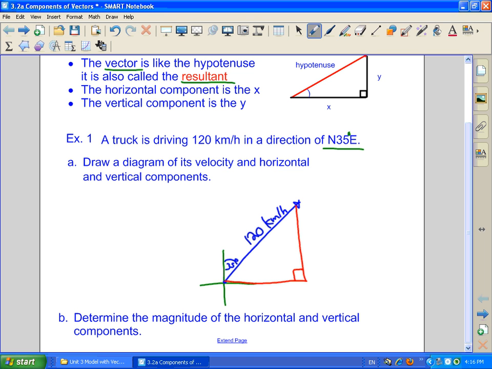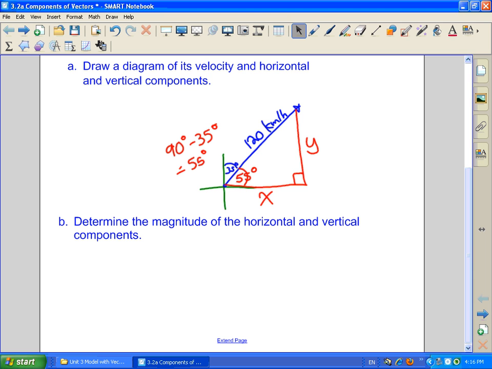Then what we need to do is figure out, hey, what's this interior angle? Well, we know between north and east it is 90 degrees, so if you take 90 degrees and subtract 35 degrees, that equals 55 degrees. So my interior angle that I'm going to use is 55 degrees. This is y, which is my vertical component, and this is x, which is my horizontal component. So that's how you draw, showing your vertical and horizontal components by dropping and creating a 90-degree right triangle.